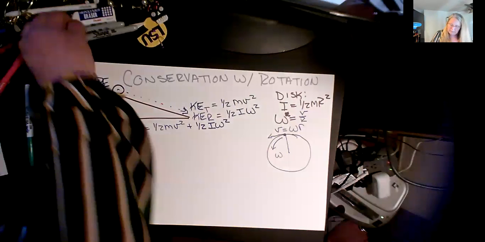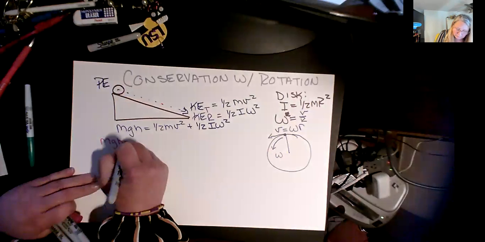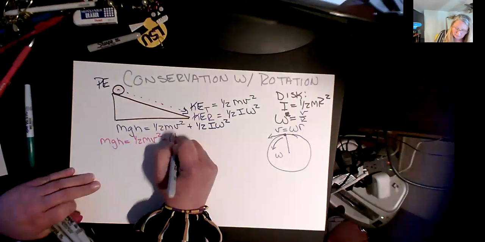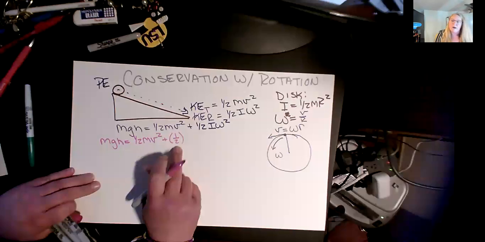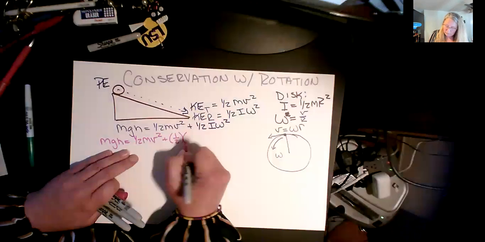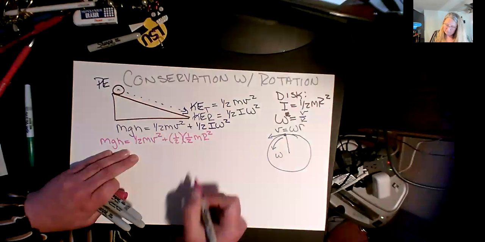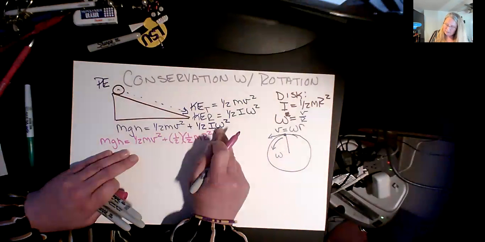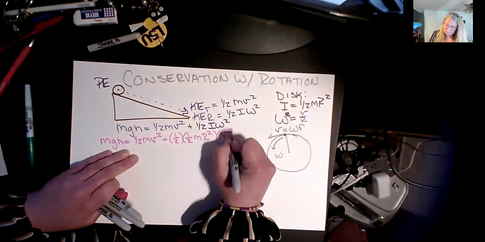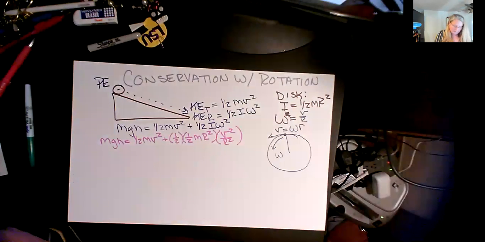Go ahead, let me go with pink. Pink's good. It's been ignored for a while. So I have mgh equals 1/2 mv squared plus, this is the reminder not to lose your fractions here, 1/2, here's my I, which is another 1/2 mr squared. Now my omega is squared, and my omega is velocity over r. So v squared over r squared. Oh, didn't I say things were going to cancel? Look at that.